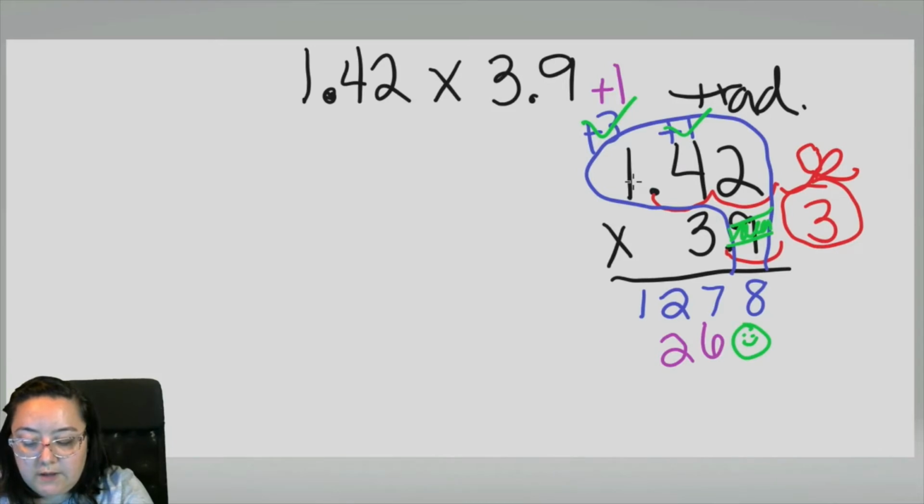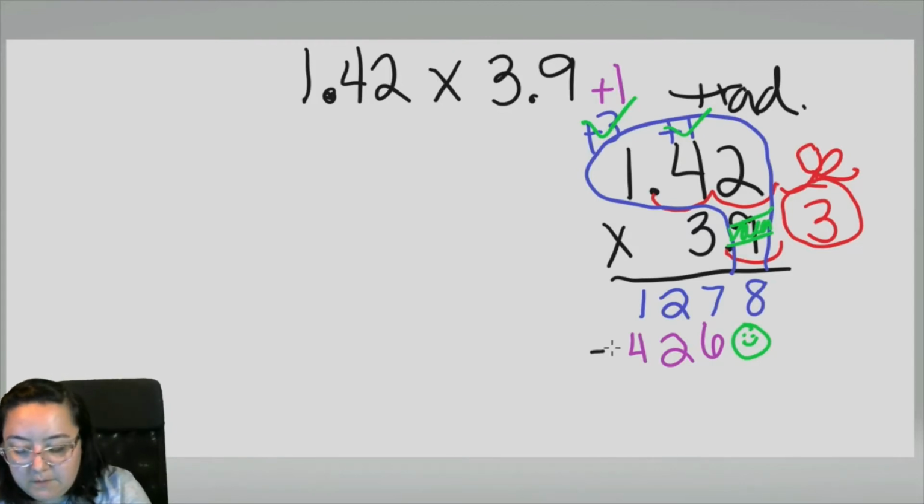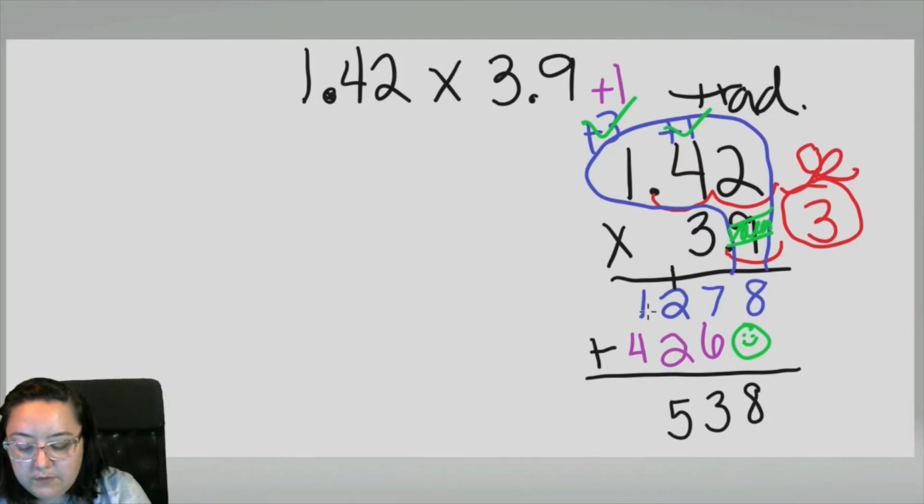3 times 1 is 3, and 3 plus 1 is 4. So now I have these two numbers that are going to be added together to get my final product. 8 plus 0 is 8. 7 plus 6 is 13. We regroup the 1. 1 plus 2 is 3, and 3 plus 2 is 5. And 1 plus 4 is 5.